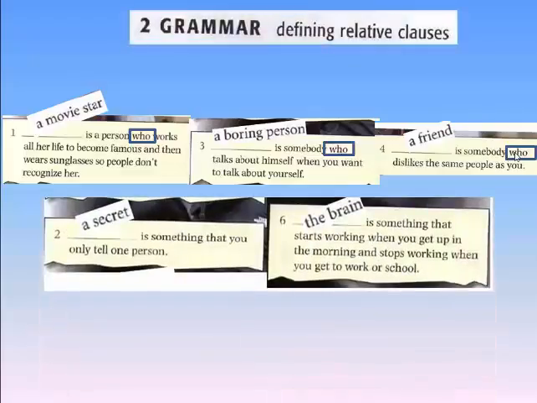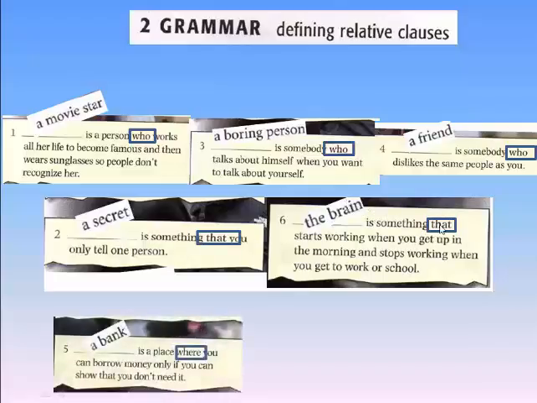Let's analyze these definitions a little closer. We have 3 definitions for people, and if you notice, they all have the word who. A movie star is a person who, a boring person is somebody who, a friend is somebody who. If we look at the 2 definitions that are applicable to things, we will see that they both have the word that. A secret is something that, the brain is something that. And if we look more closely at the definition for a place, a bank is a place where.